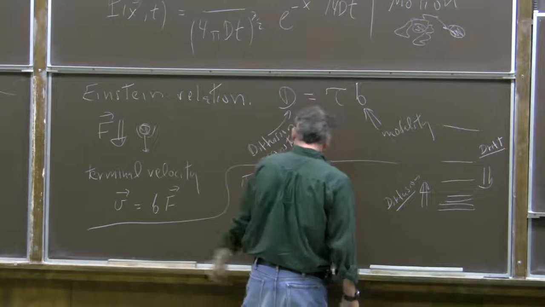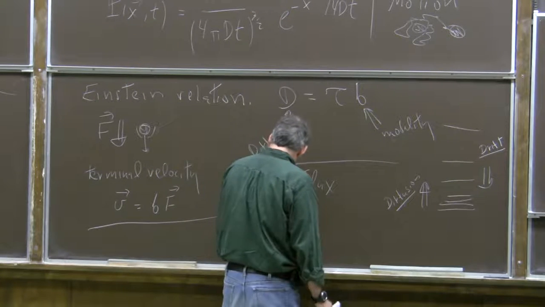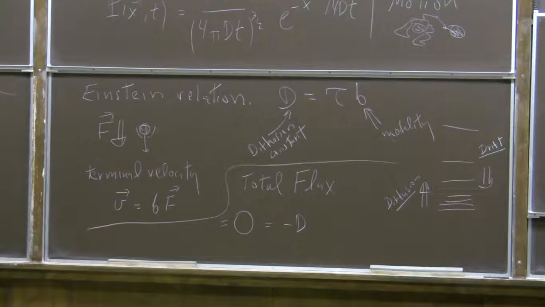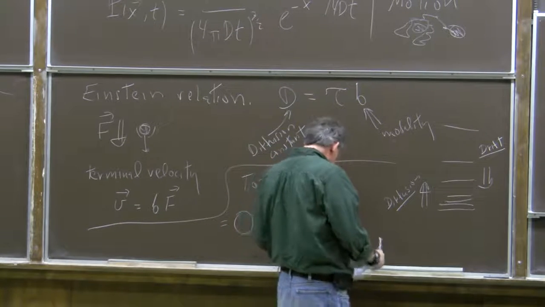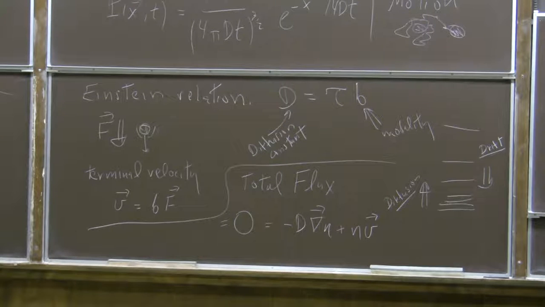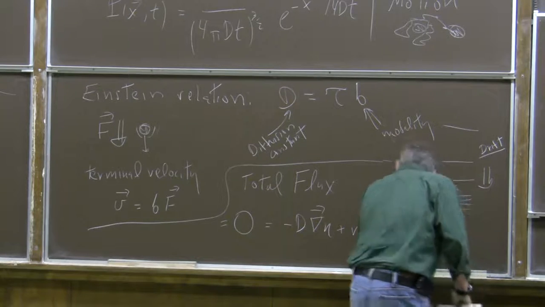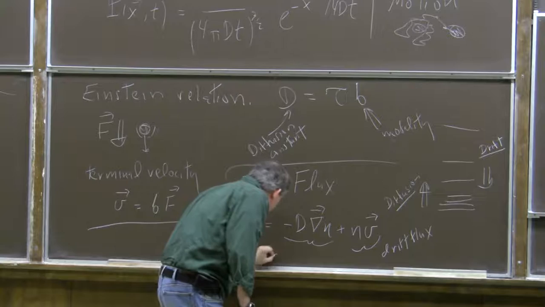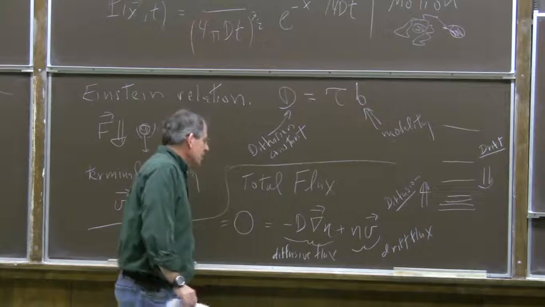in the steady state, is equal to zero, there are two contributions to that flux. There is the diffusive contribution, this law of diffusion, that there's a flux proportional to minus the gradient of concentration. And there's the contribution, which is just concentration times drift velocity, which is what the flux would be if there were no diffusive contribution. So this is, if you like, the drift flux. And this is the diffusive flux. Once we reach an equilibrium situation, they add up to zero, they're equal and opposite.